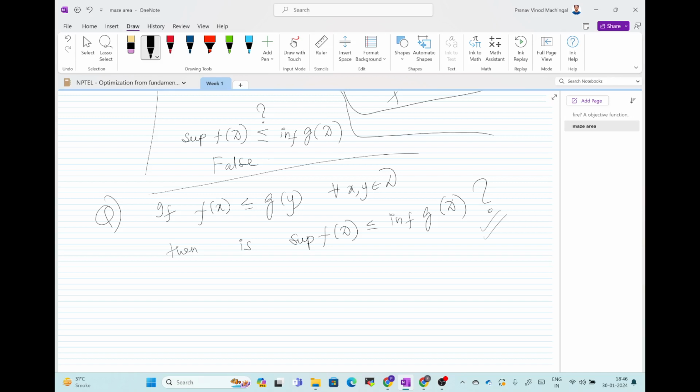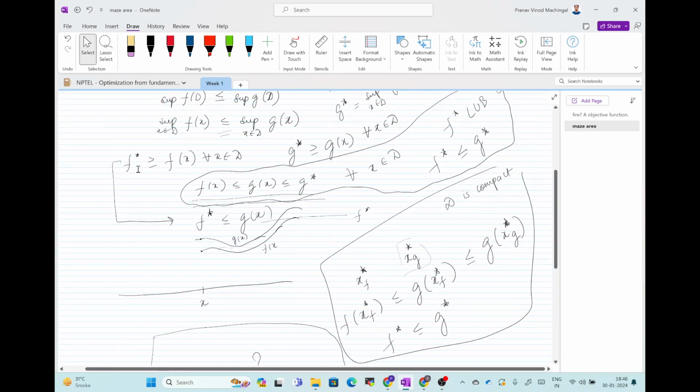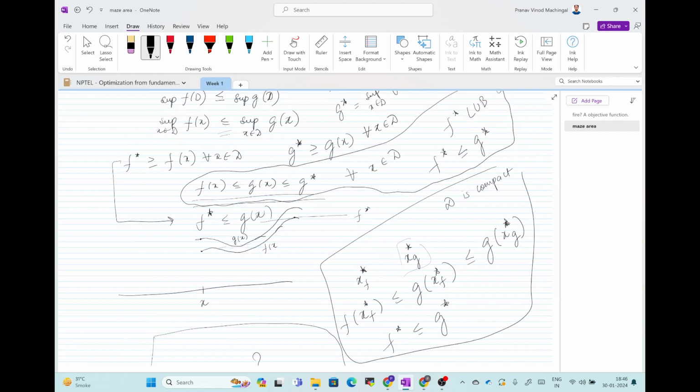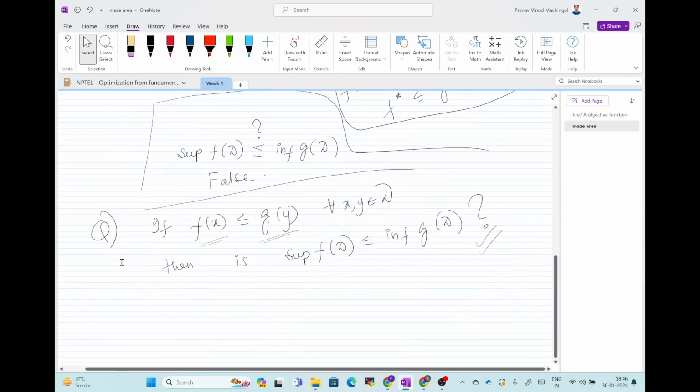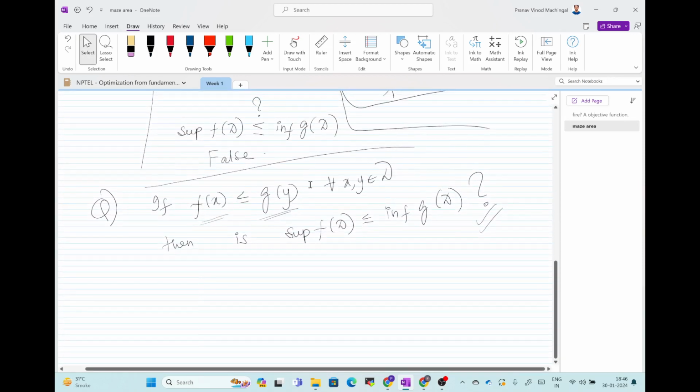Because this is saying that for whatever value of g, f of x is smaller than that. So your function f of x can never cross any value of g. Like in the previous example we saw, f of x was crossing, like if this was y, then this f of y value is greater than g of x. But we are saying f of x is always less than or equal to g of y for all x, y in D. That means f will never cross g.